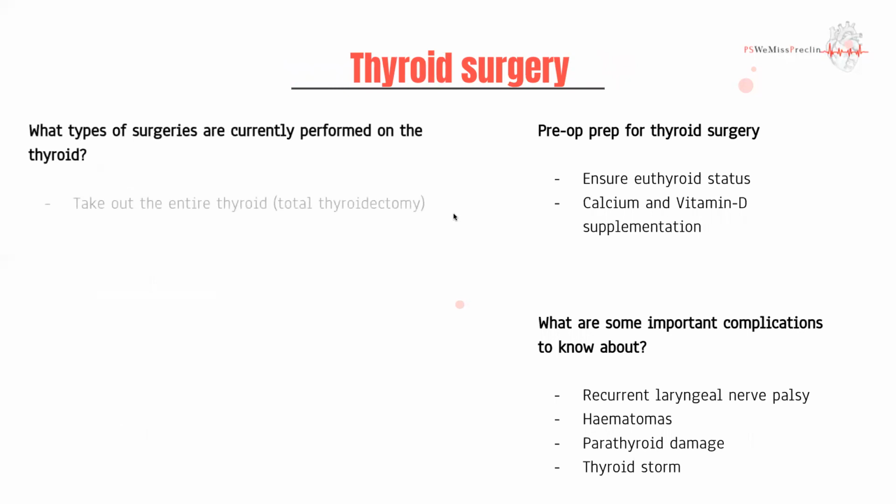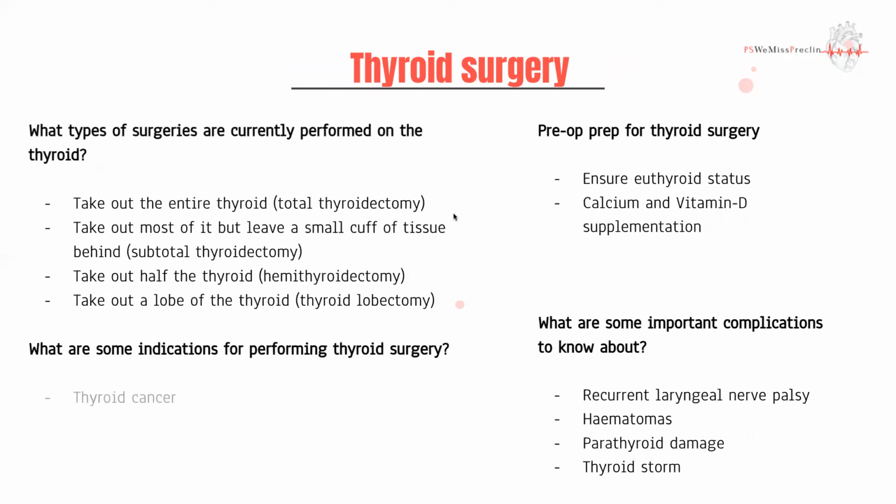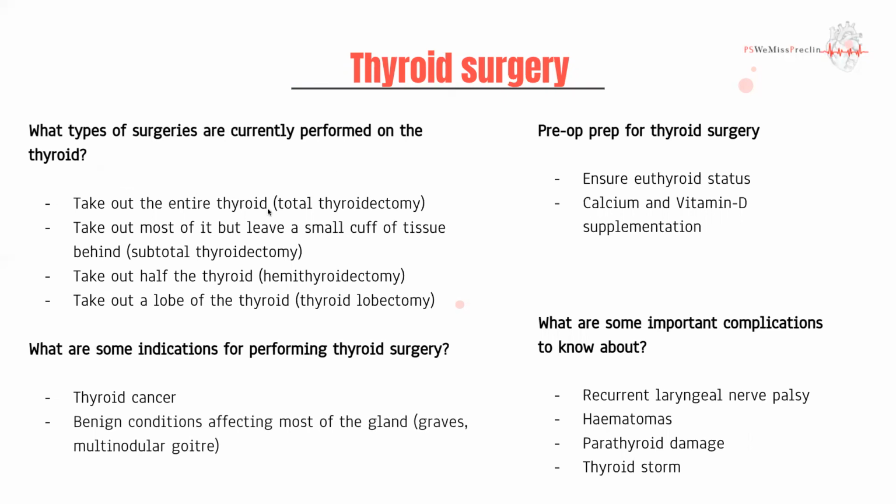So surgeries, you can do a few things. So you can either take out the entire thyroid gland, called a total thyroidectomy. You can take out most of it, but leave a bit behind, called a subtotal. Take out half, or just take out a lobe. Some reasons you might do that include, obviously, if you have a cancer, you might want to resect it, but then benign conditions as well, like Graves and multinodular goiters.